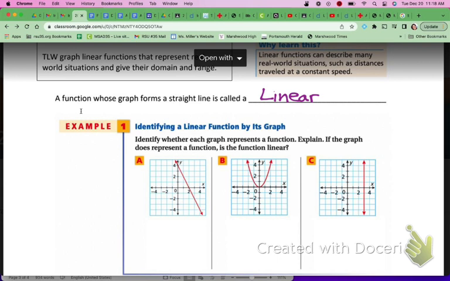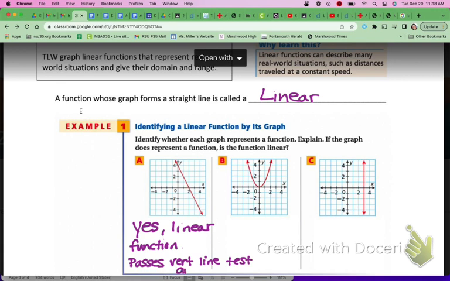So A, is it linear? Well, first, I guess, is it a function? Yes, it passes the vertical line test. Is it linear? Yes, it's a linear function. Passes vert line test, and is a straight line.